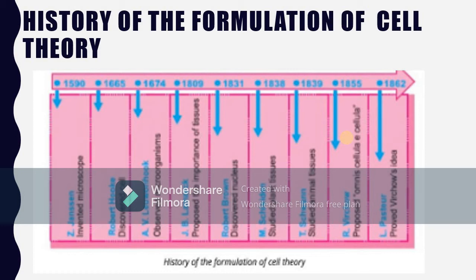Then J. B. Lamarck in 1809 proposed the importance of the tissues. In 1831, Robert Brown discovered the nucleus. Then plant tissues were studied by Matthias Schleiden in 1838. In 1839, animal tissues were studied by Theodor Schwann. Then in 1855, omnis cellula e cellula was proposed by R. Virchow, and Virchow's idea was proved by Louis Pasteur in 1862. This is all about the history of the formulation of cell theory.